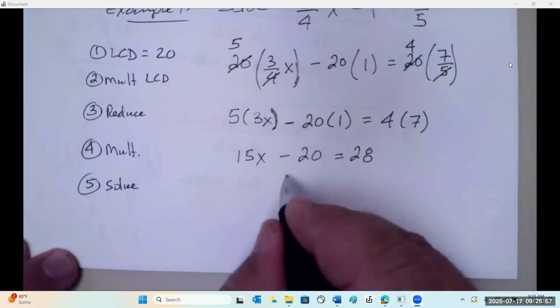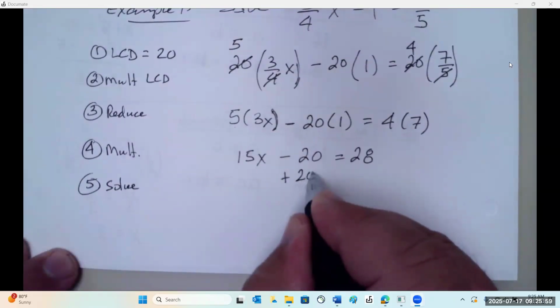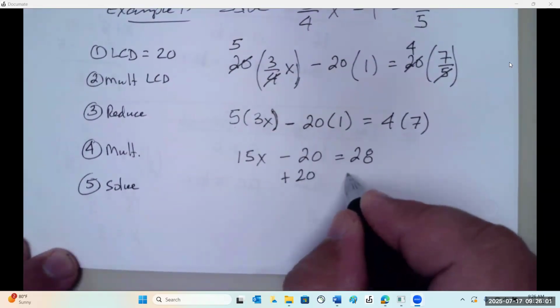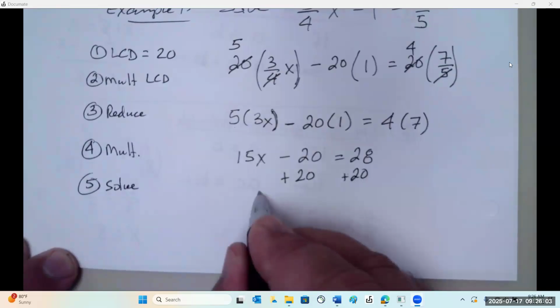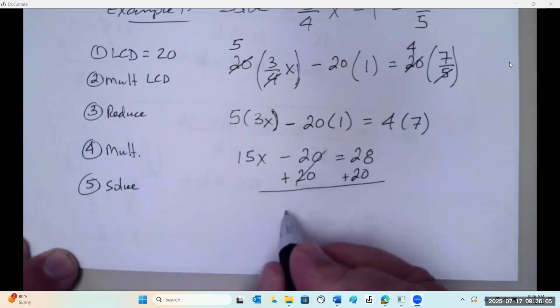Solve for x. Get rid of the non-x's first. We want all the x's to one side, all non-x's to the other.